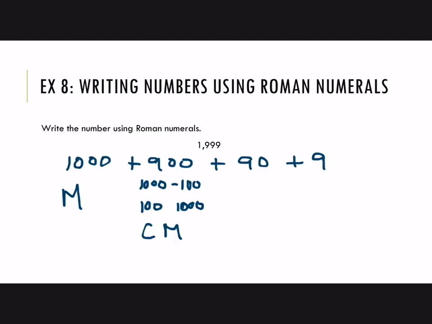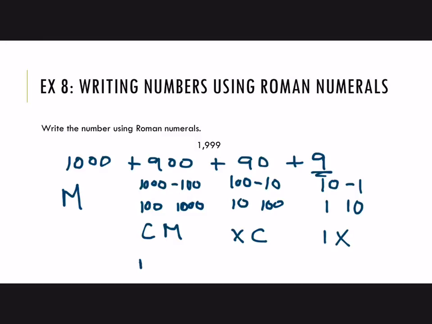Okay, and then 90, same thing. I don't want to write a 50 and 4 tens. I want to write this as 100 minus 10. So I need the symbol for 10 in front of the symbol for 100. So that would be an X in front of a C. And then 9, same thing. I want to write this as 10 minus 1. So the symbol for 1 in front of 10, or a 1 in front of an X. So altogether this would be MCMXCIX.